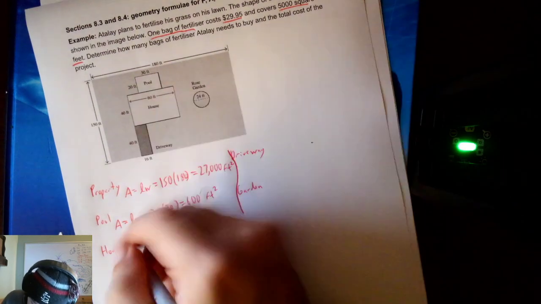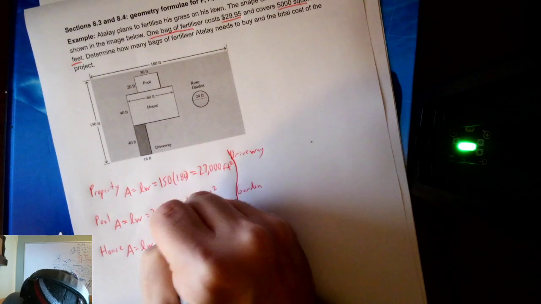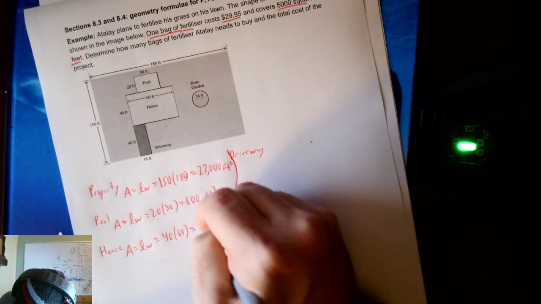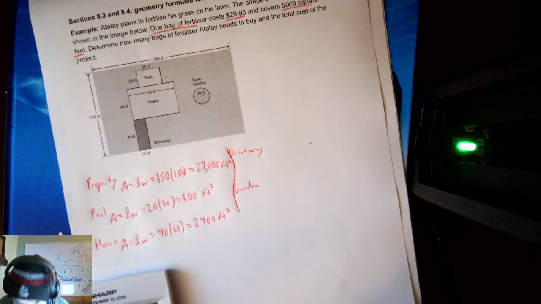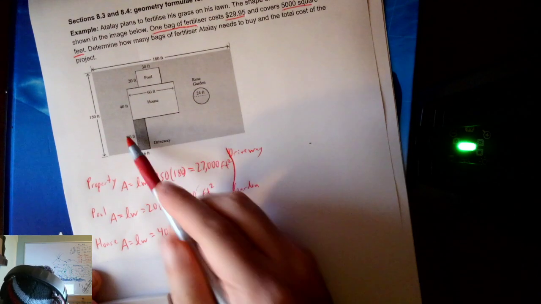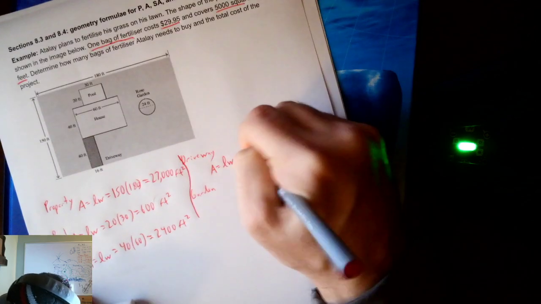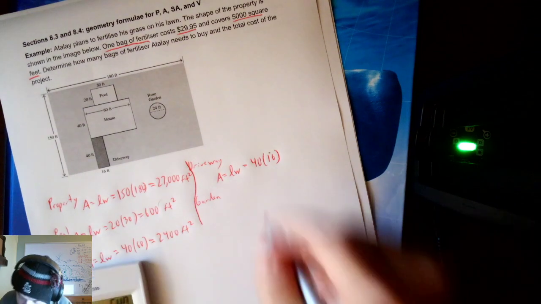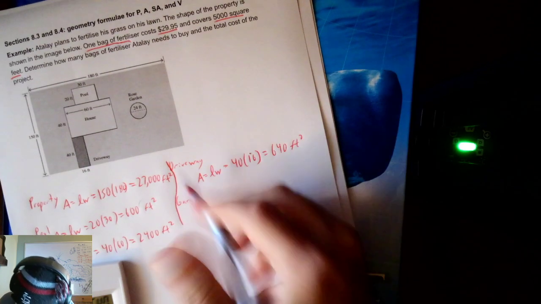The house, also a rectangle, right? The house is also a rectangle, length times width. That'll be 40 times 60. 40 times 60 is 2,400 feet squared. So that's the house, right? The driveway is 40 by 16, and it's a rectangle, right? Length times width. Let's see, it's 40 times 16. 40 times 16 gives me 640 feet squared.